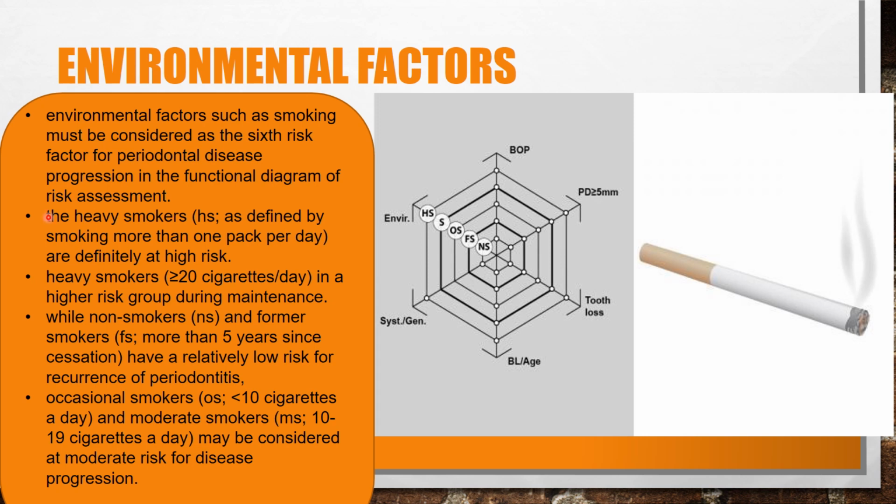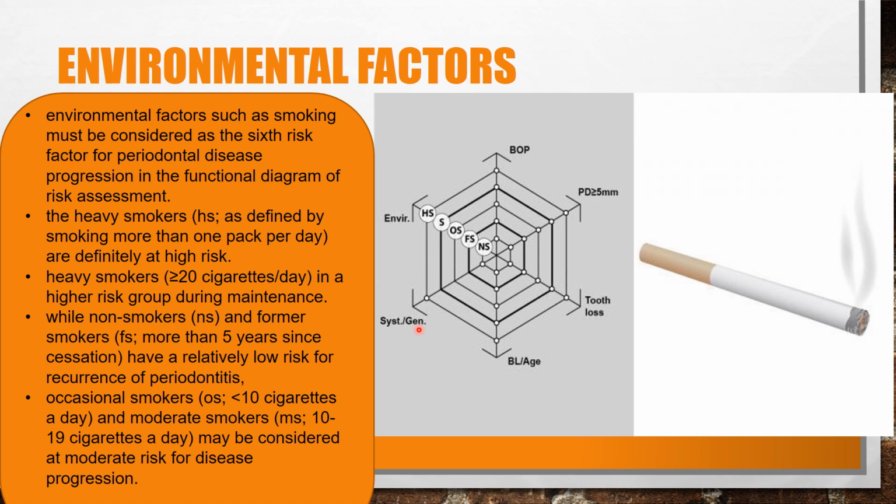Heavy smokers are those smoking more than 20 cigarettes per day. Non-smokers and former smokers are considered the low risk category, whereas occasional smokers and current smokers are considered the moderate risk category, and heavy smokers are in the high risk category. Heavy smokers smoke more than one pack, that is, 20 or more cigarettes per day.